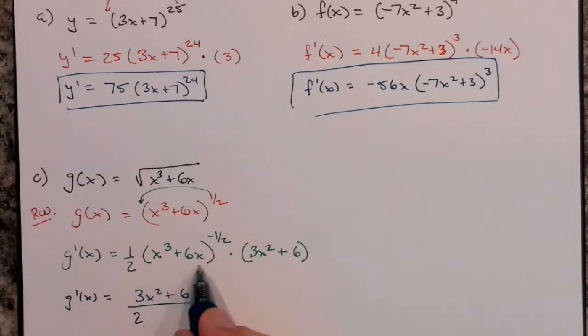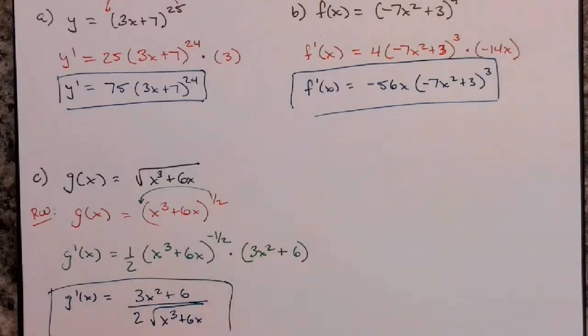And then the x cubed plus 6x to the negative 1/2. The negative of the 1/2 moves it to the bottom. The 1/2 tells you to take the square root of it. So it's the square root of x cubed plus 6x. And this would be the simplified form.